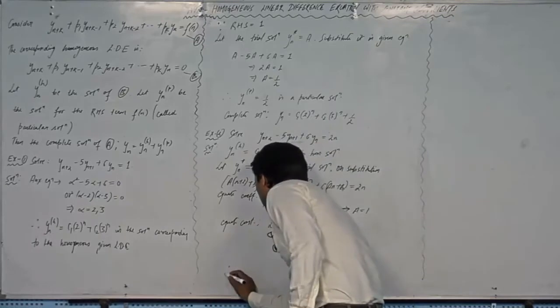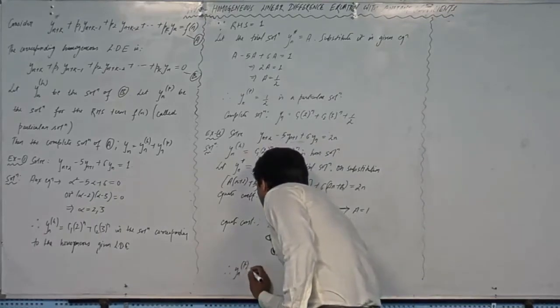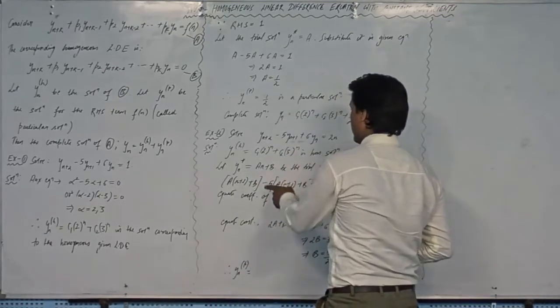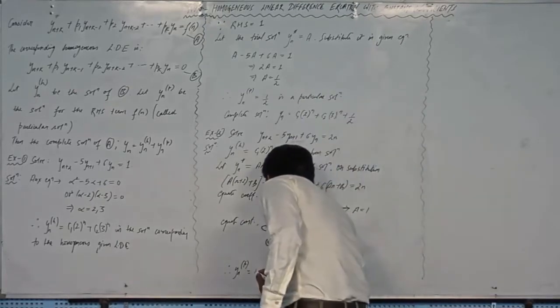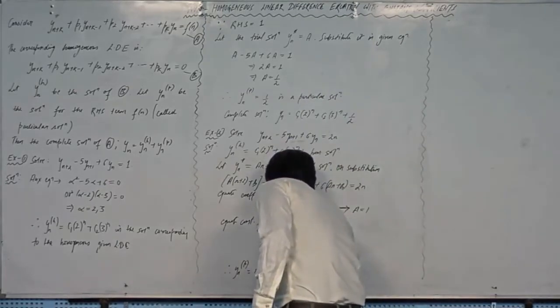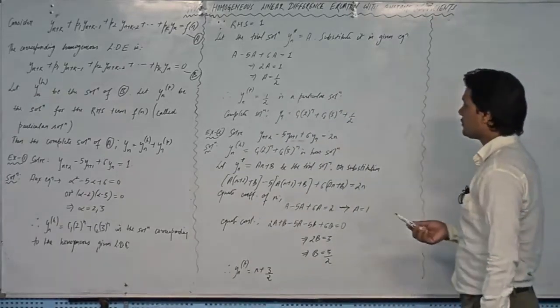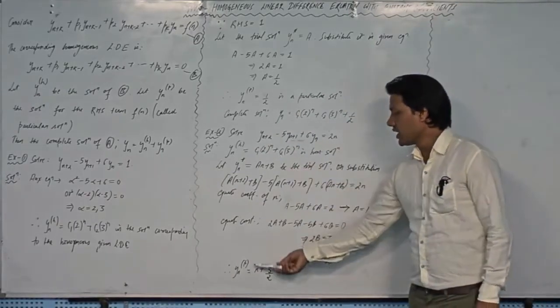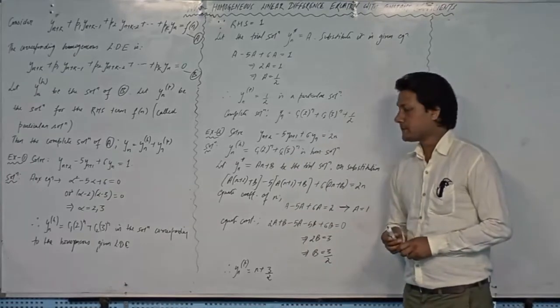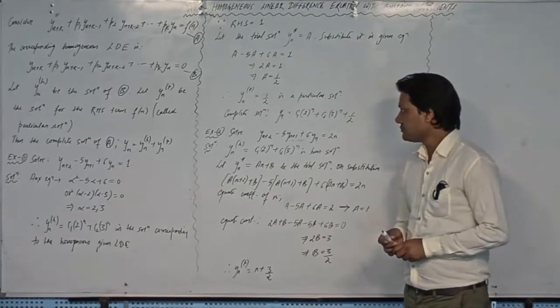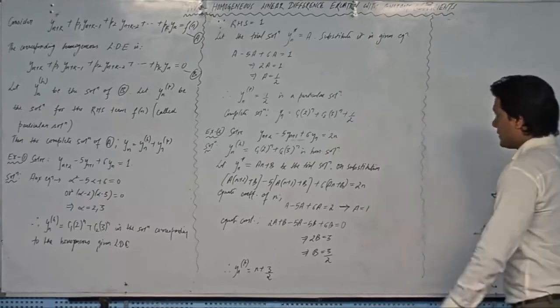So therefore ynp equal to a times n, that is n plus 3 by 2, right? And now you can write the complete solution by just adding these two solutions, ynh and ynp. That will be a complete solution, right? Okay, taking another example, example number 3.